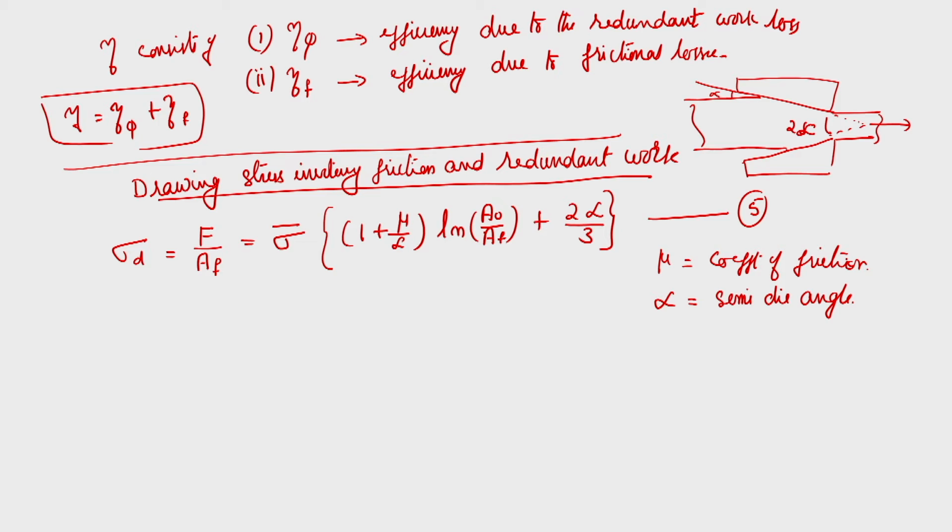But you have to be very careful in using this expression. If there is a small inaccuracy in your average flow stress, it is going to be magnified in a big way in the total draw stress. So one has to be very careful. This equation, equation number 5, deals with the redundant work by adding an extra term to the basic equation.